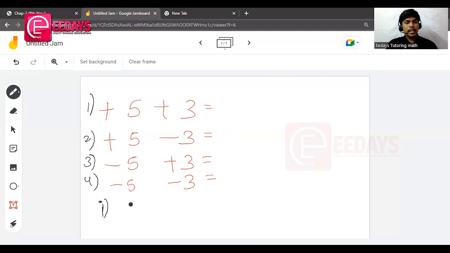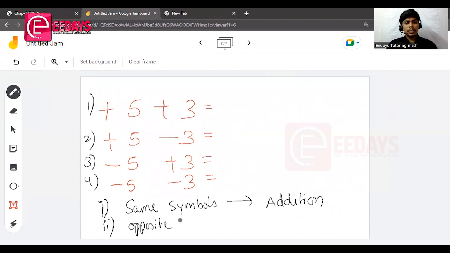First condition: if you see like symbols, or else same symbols, if you see same symbols, you just do addition. If you see different symbols or opposite symbols, where same symbol is nothing but plus and plus, minus and minus, like this, for opposite symbols you just do subtraction. Here plus and plus is there, so you just add the numbers. 5 plus 3, that is 8. Here also same symbol, so you just add, ignoring the minus.